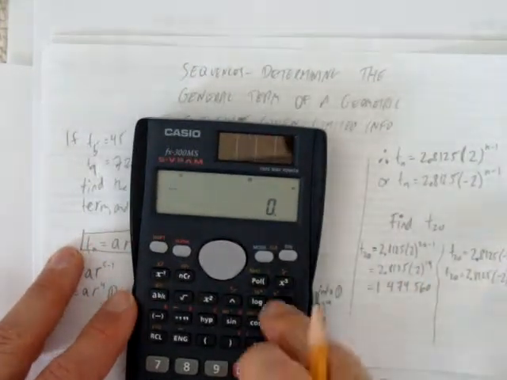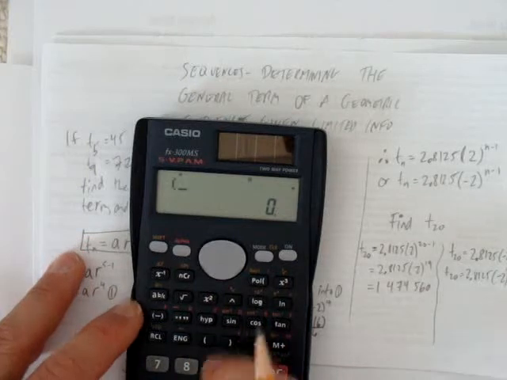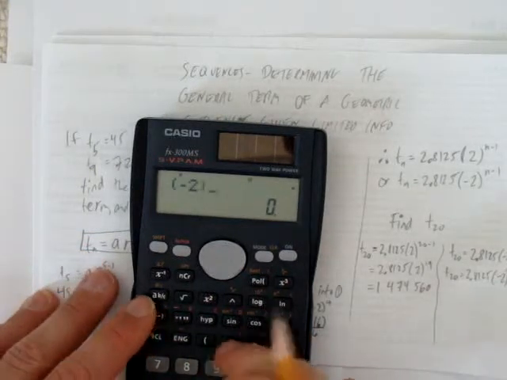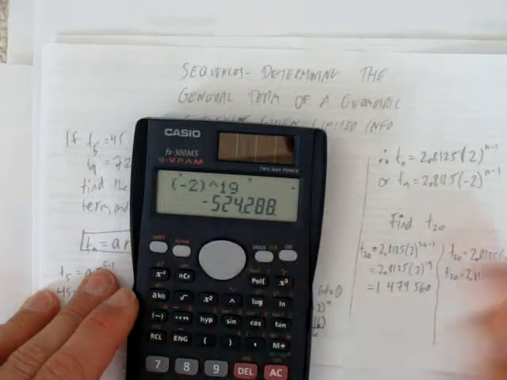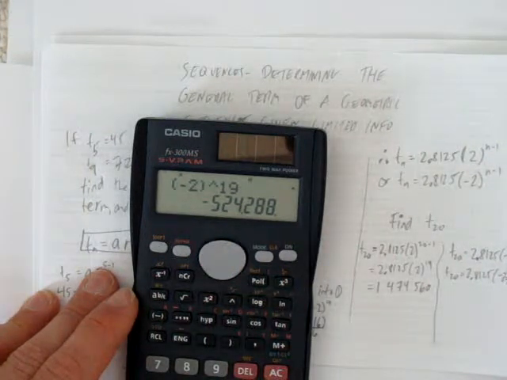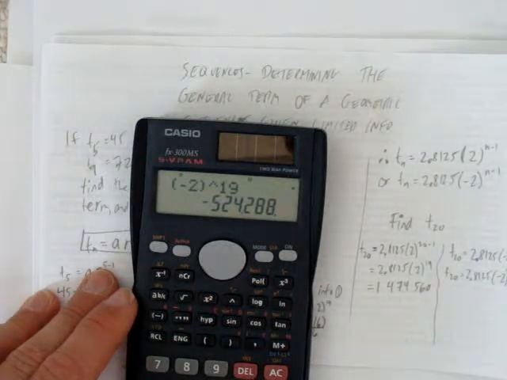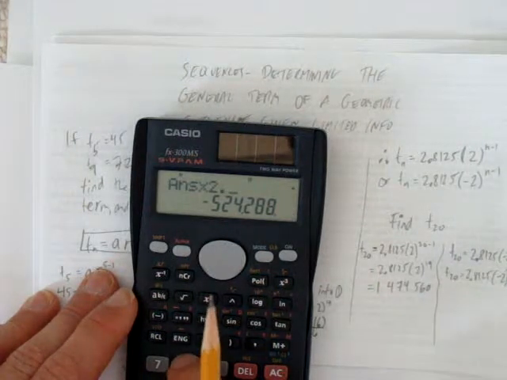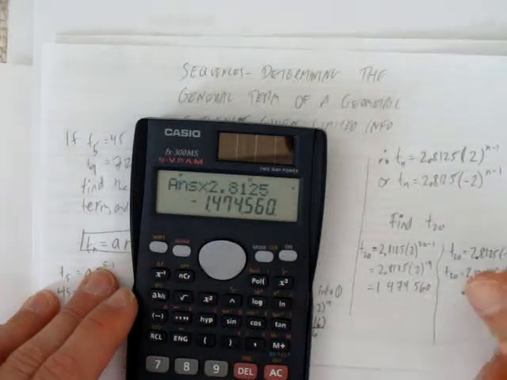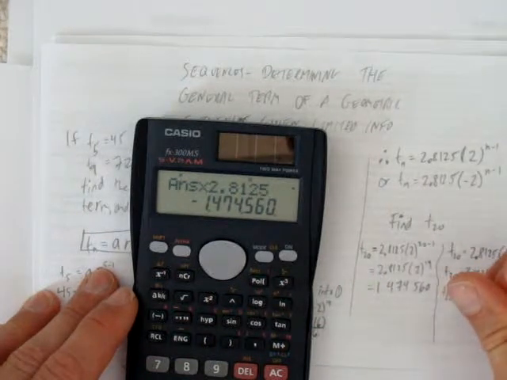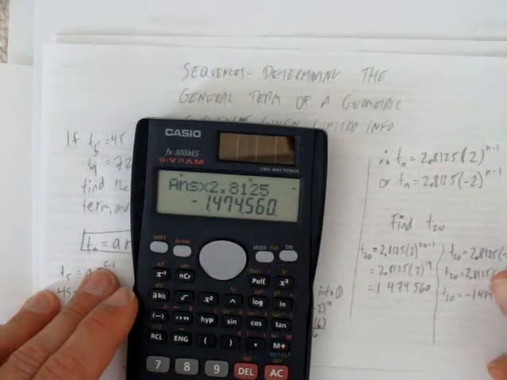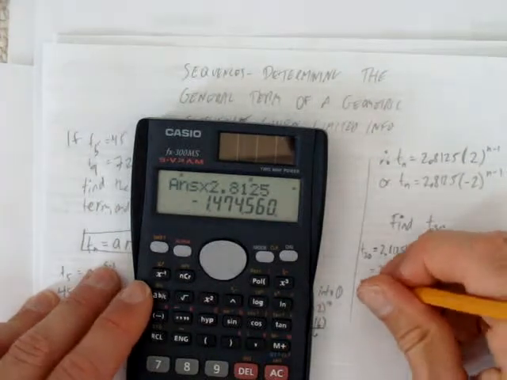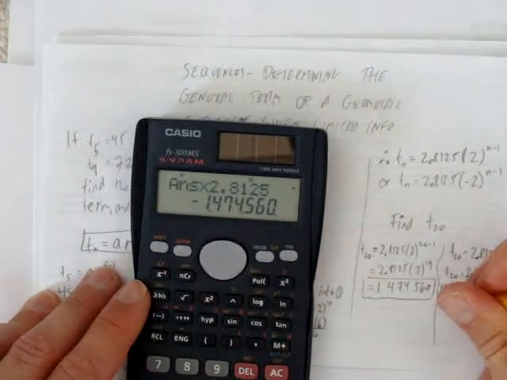So we'll recalculate that, and we'll go with brackets, negative 2. Didn't really need the brackets, I just want to make sure my calculator does the whole negative to the power of 19, and that's because the answer should end up negative. We have an odd number of negatives being multiplied together in this exponent, so you get negative times 2.8125, and as you might have expected or knew, we get T20 equals negative 1,474,560. So we have two possible answers for what T20 could be.